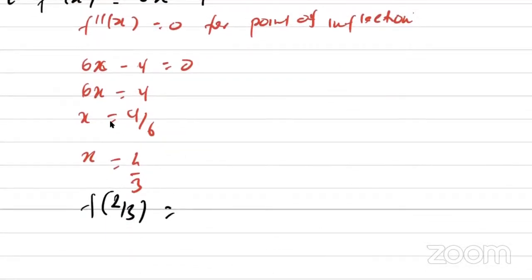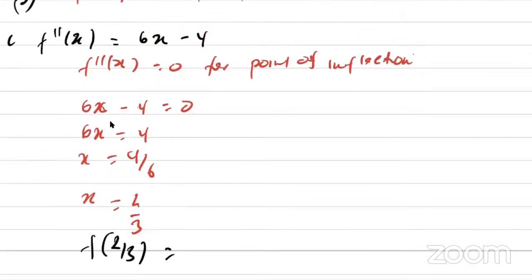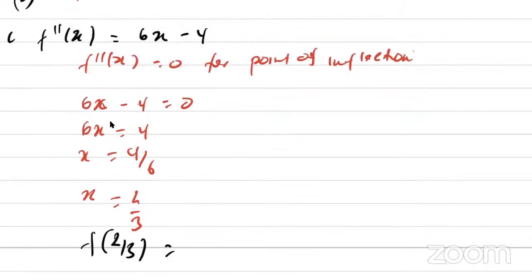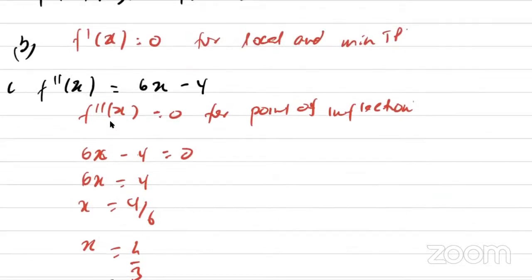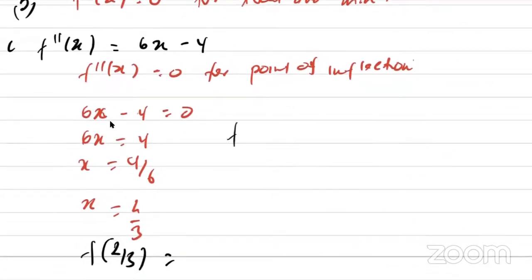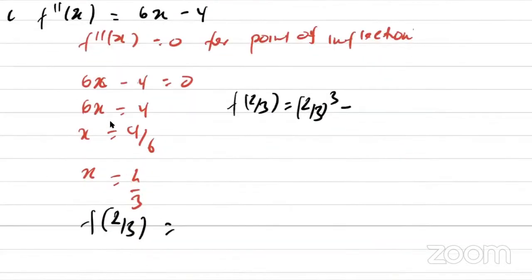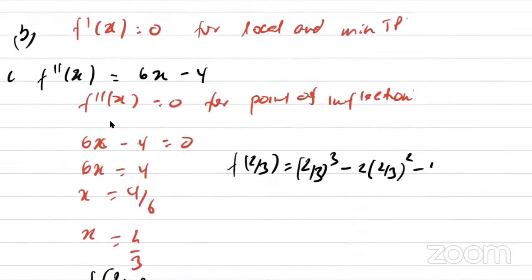Calculating f of 2 over 3, what was your output value? Let me quickly do that now. Sorry for wasting time. Make sure you substitute x equals 2 over 3 into x cubed, which is 2 over 3 all to the power 3, minus 2x squared, 2 into 2 over 3 all squared, minus 5x, so 5 into 2 over 3, and then plus 6. So we should be able to get f of 2 over 3.